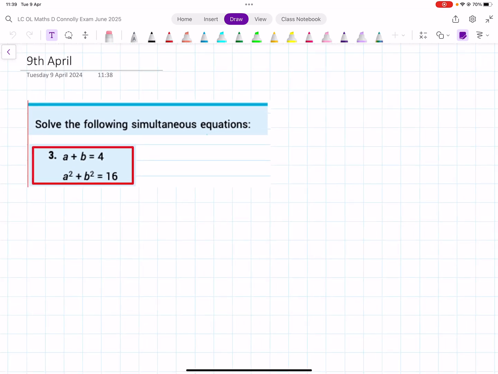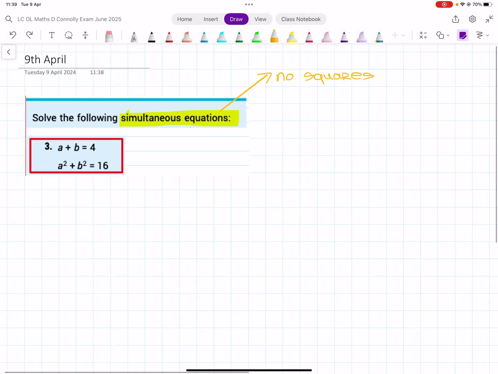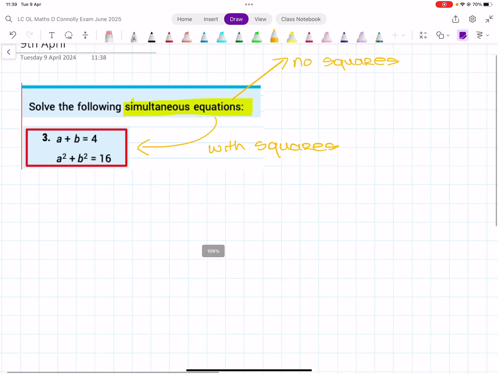So first of all, when you see simultaneous equations, be aware that there are two types of simultaneous equation. There are the type with no squares, and then there are the type like this one, with squares. And there are two different methods to solve them. I already have a video up on how to do the one with no squares. They're both linear. So this is different.